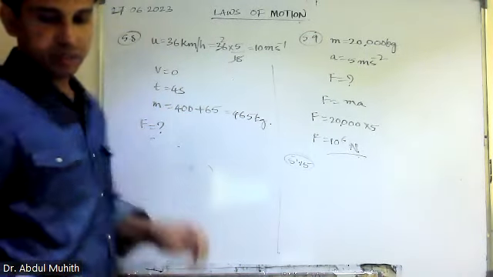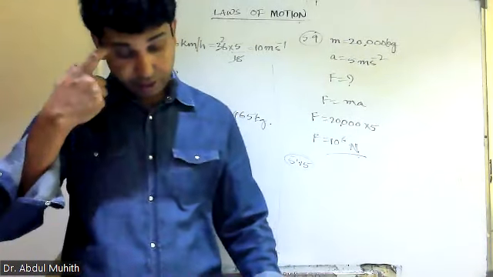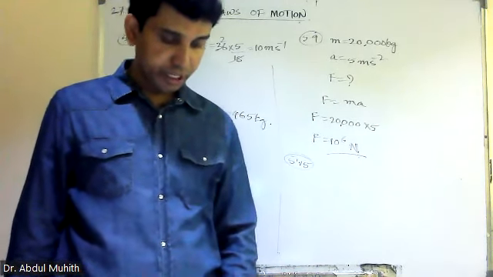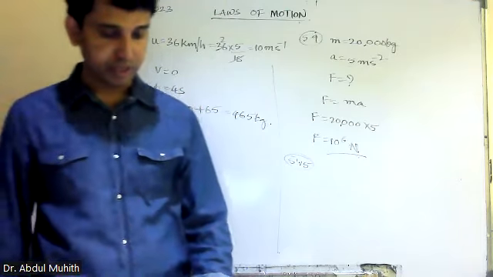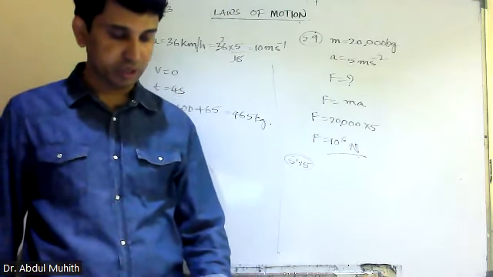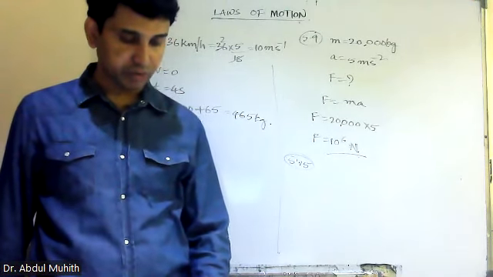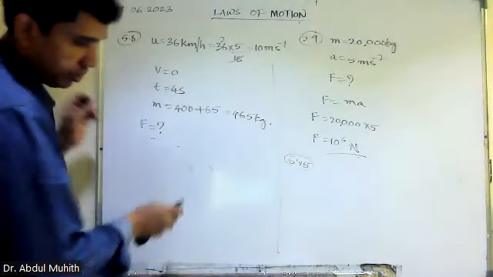The next question, 4.5.15 in the old book: two bodies of mass 10 and 20 kg respectively, kept on a smooth horizontal surface, are tied to the ends of a light string. A horizontal force of 600 Newton is applied to A and B along the direction of the string. What is the tension in the string in each case? Okay, 10 and 20 kg.